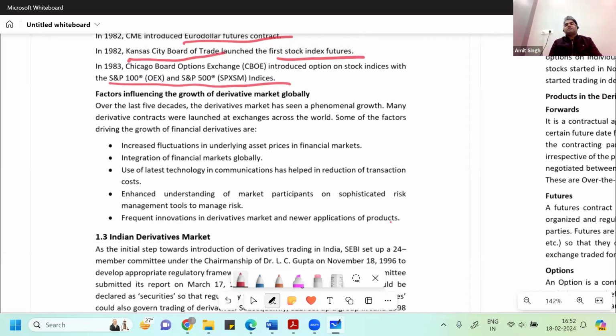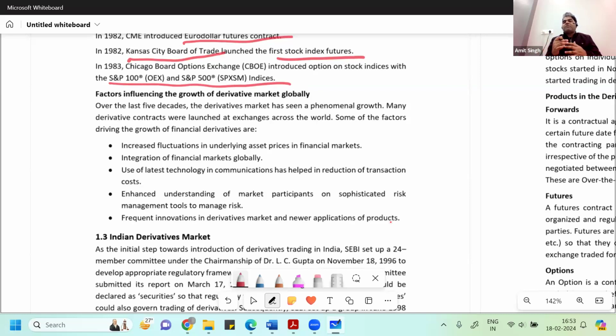Now, the factors which influence the growth of derivatives globally, what were those factors? The first factor was globalization, the way we are integrated with each other. Now the whole world economy is integrated. So before the Indian market opens at 9 o'clock, we need to know what has happened in the US market, what is happening in the Hong Kong market, what is happening in the Chinese and KOSPI, South Korean or Japanese markets. That will determine what is going to happen in our market. So the whole world is integrated.